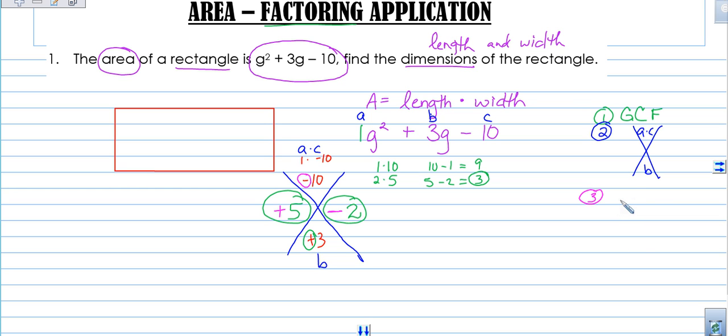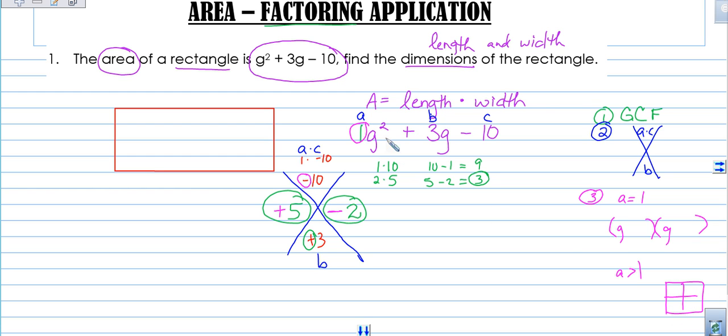If there's a number in front of the g squared, if our a is a number other than 1, we would do the box. And if our a is 1, then we don't have to do the box, we can just write our answer. So if a equals 1, do your parentheses, okay? You put your g in your g. If a is greater than 1, then we do the box, okay? So those are the rules.